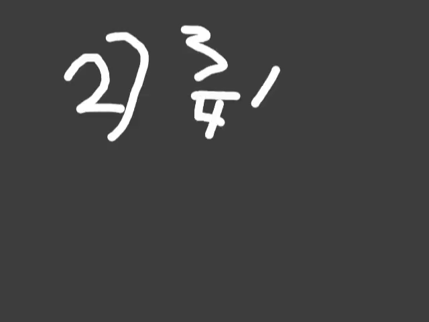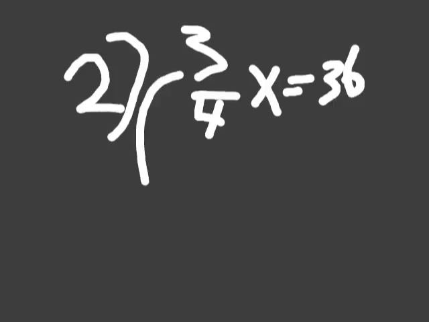So the next problem we have is 3/4 x equals 36. This is a problem with a fraction connected to the variable. So the first thing you would do is you could convert 3/4 into decimal form, which would be 0.75.